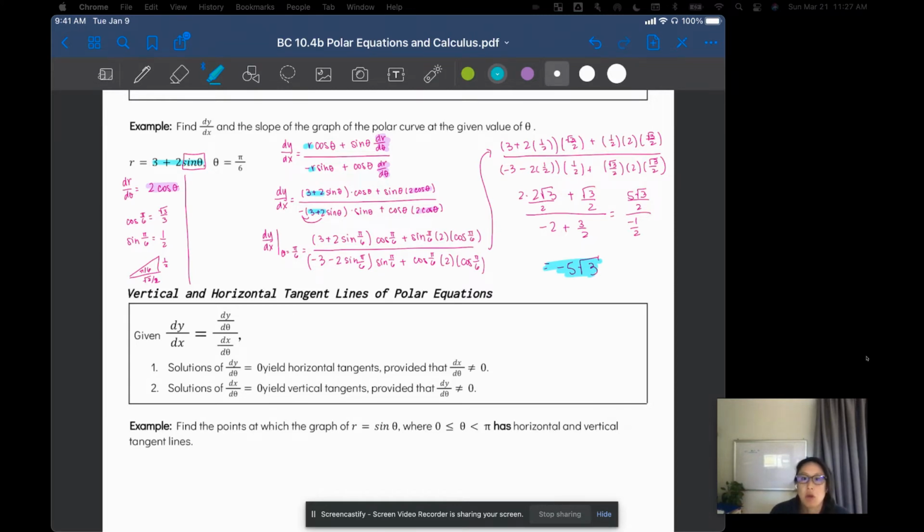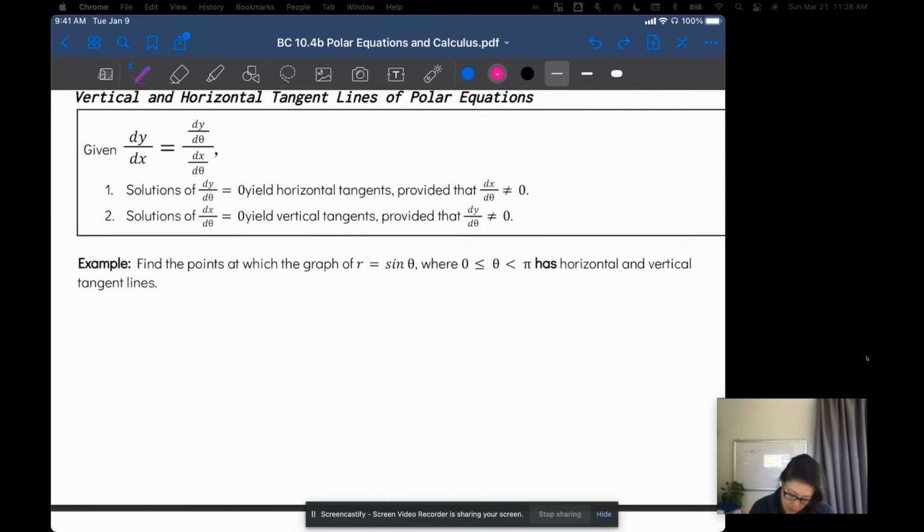Next, we're going to look at horizontal tangent lines of a polar equation. To figure out a horizontal tangent line is basically like what we did with parametric equations and vectors. We're going to look at a number over a number. If dy/d theta is equal to 0, that would be 0 over a number, which is going to give me a horizontal tangent line, a slope of 0. If dx/d theta equals 0, then I have a number over 0, which is going to give me an undefined slope, or a vertical tangent line.